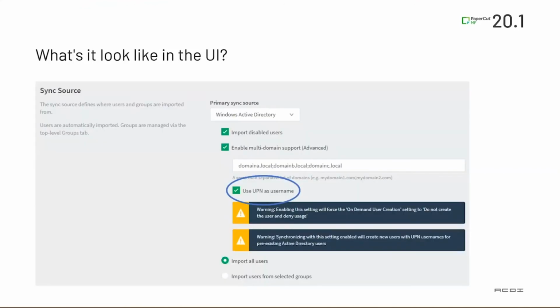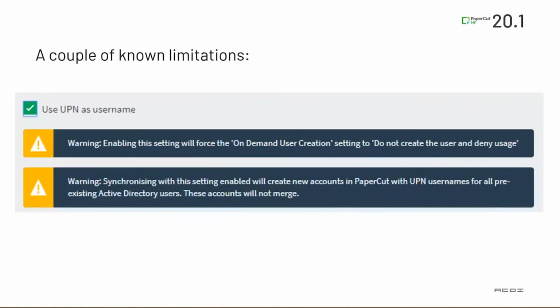Under your sync source in the PaperCut admin, you'll see a checkbox to use UPN as the username. A couple of warnings do show up, including forcing on-demand user creation to be set to do not create the user and deny usage. Also, if this is an existing setup, there may be considerations for users that already exist in the system. If you're unsure about what to do, no worries. Just contact ACDI and our professional services team will be glad to assist.